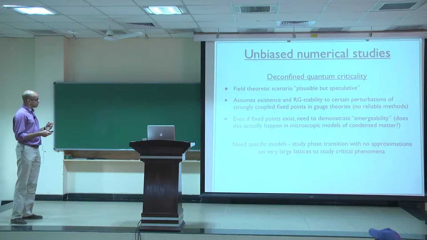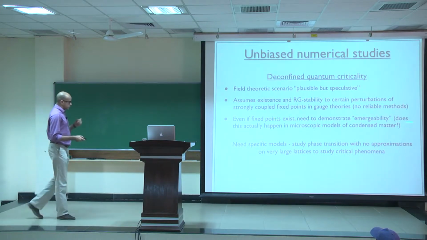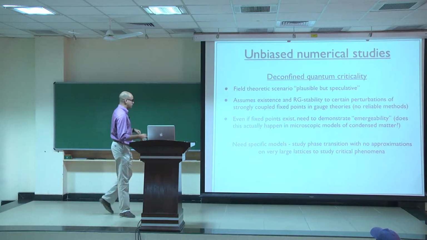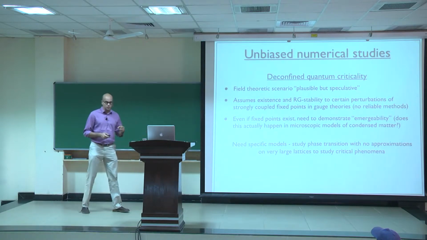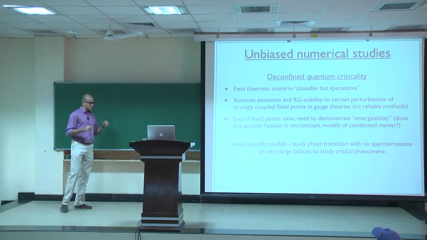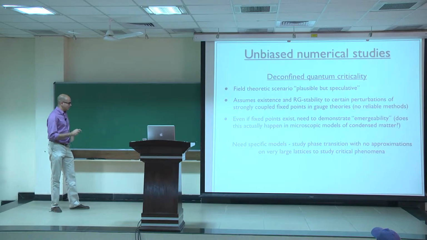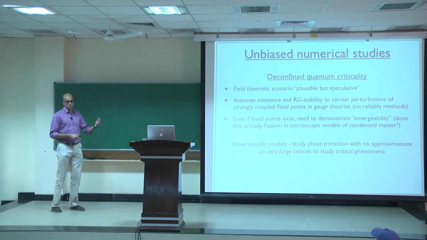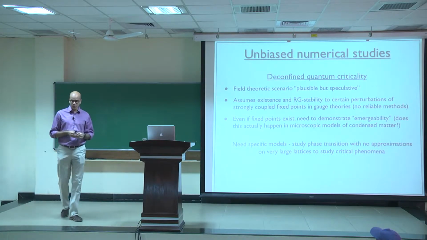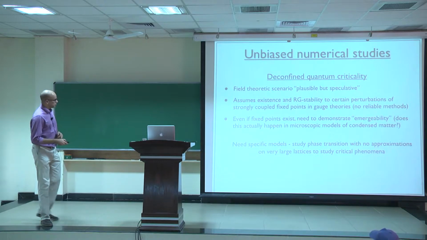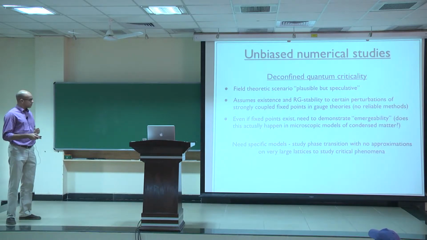in concrete numerical models. Okay, and then referring to Senthil's talk yesterday, even if these fixed points exist in some field theory, there's the question of whether they're emergible. Okay, so my understanding of what this word means is, first of all, we don't even know whether the fixed points exist in the field theory, but even if the fixed points exist in the field theory, the question is whether this whole field theory actually exists and can be realized, does it emerge in some microscopic model?